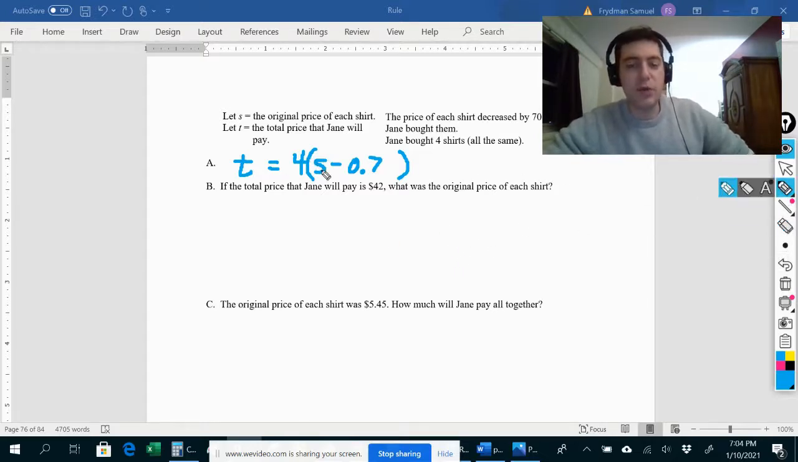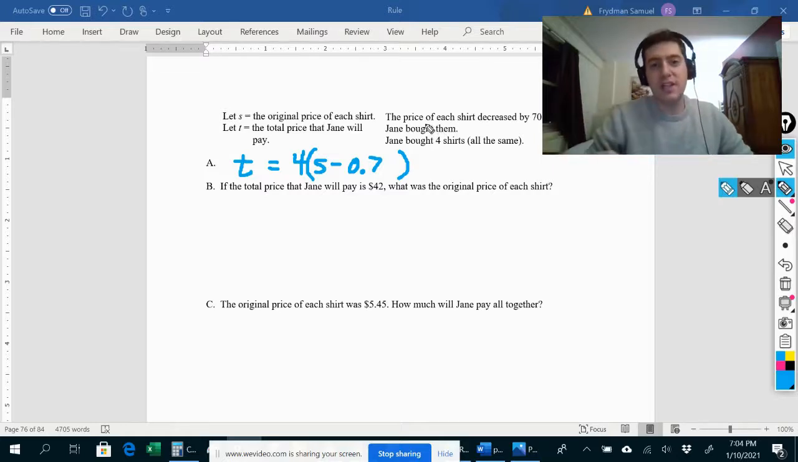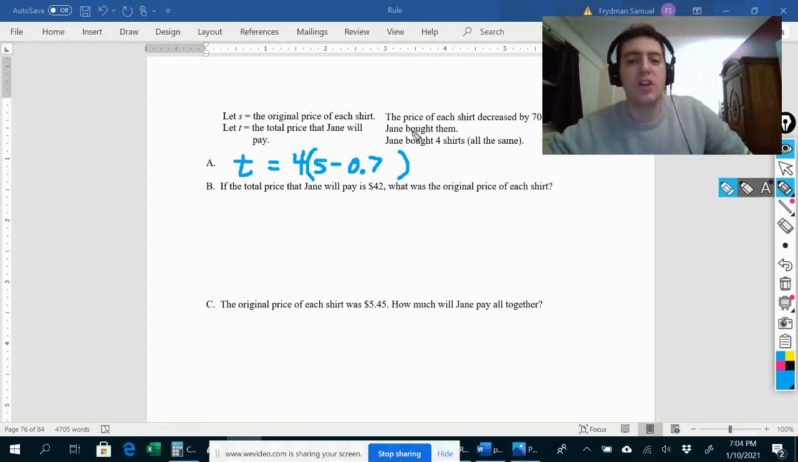So S is the original price of each shirt, but then the price of each shirt is going down by 70 cents. So really now, after the decrease, each shirt costs S minus 0.7. Okay, and Jane is buying 4 shirts that each cost S minus 0.7. So we have 4 times, in parentheses here, S minus 0.7 is equal to T. All right, so this is how the equation needs to be written.